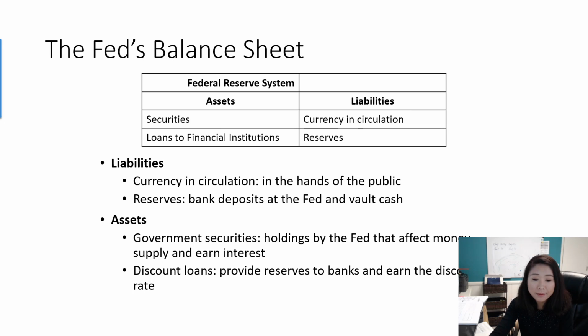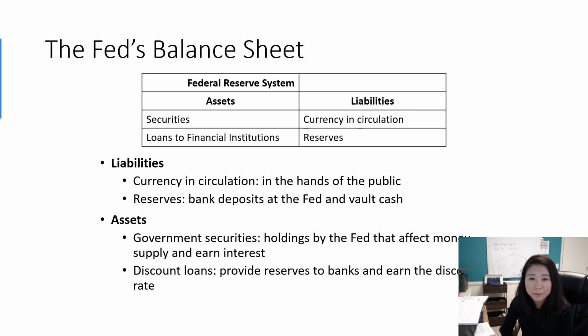The liability means you owe somebody something. So why are the currency and the reserves considered as the Federal Reserve owing somebody something? First of all, think about the currency. The currency is issued by the Federal Reserve, right? It is issued by the Federal Reserve.